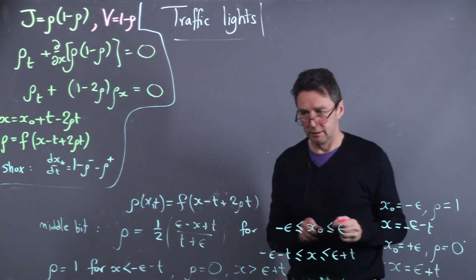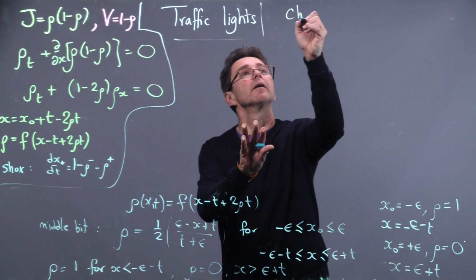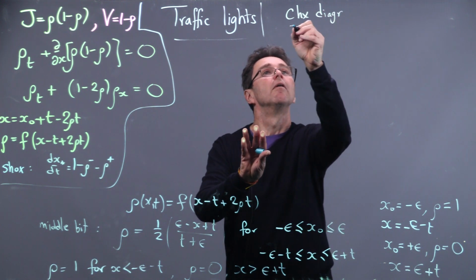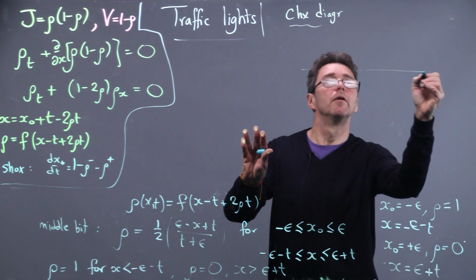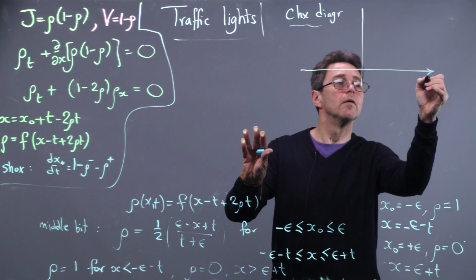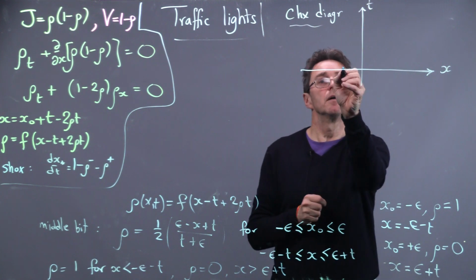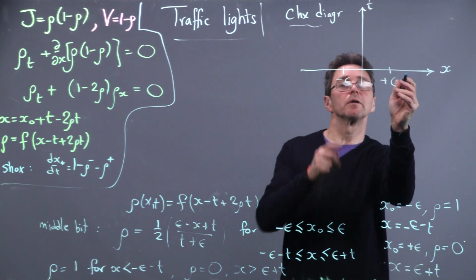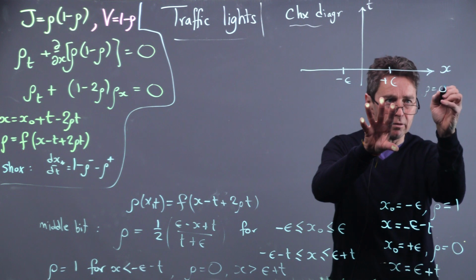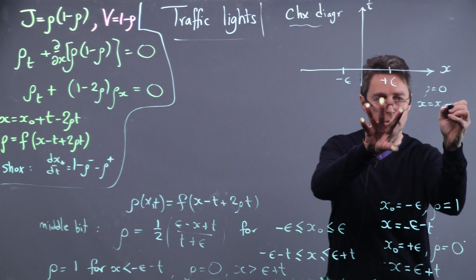Okie dokie. So, characteristics diagram. Here it is. T and x minus epsilon plus epsilon. There's the ramp. On the right here, we've got rho is equal to 0. That means that x is x naught plus t.